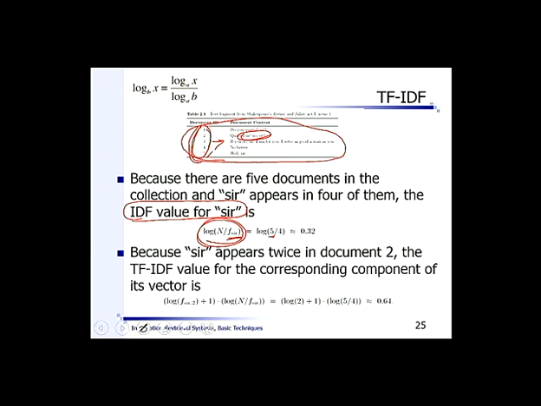So it can be calculated as log 5 over 4, because there are 4 documents which contain the term sir: Document 1, 2, 3 and 5. Document 4 does not contain it. So while calculating the IDF value, we will take log of 5 over 4, the total number of documents divided by the number of documents containing the term T.